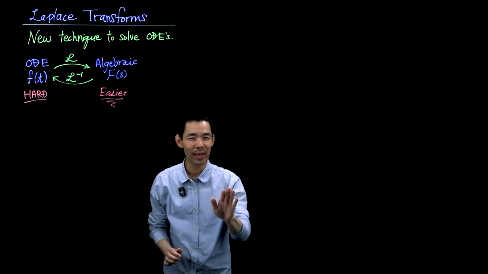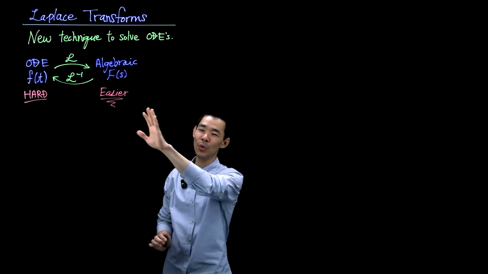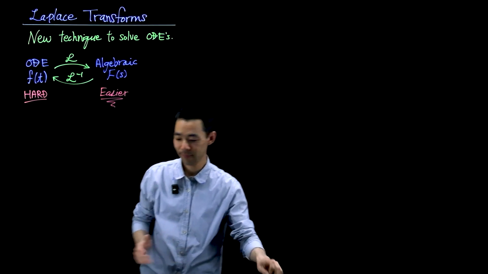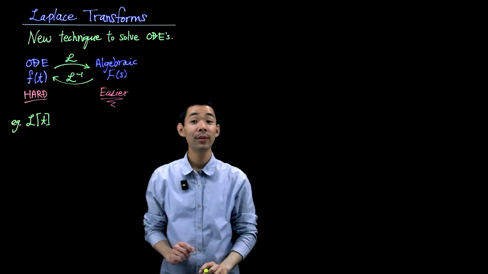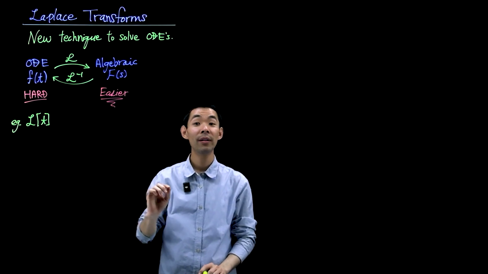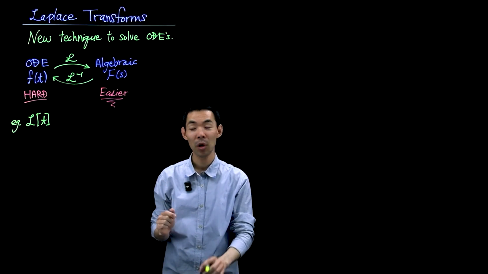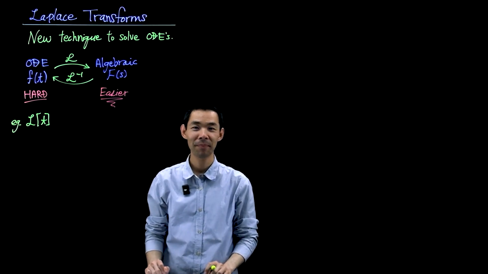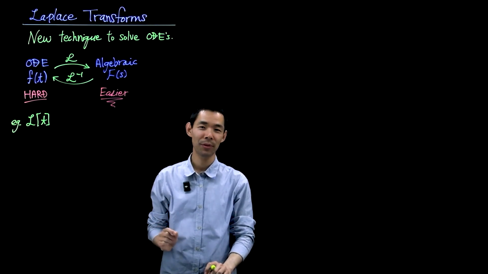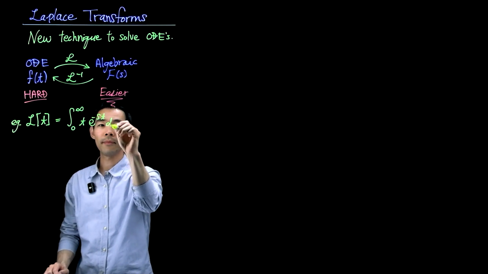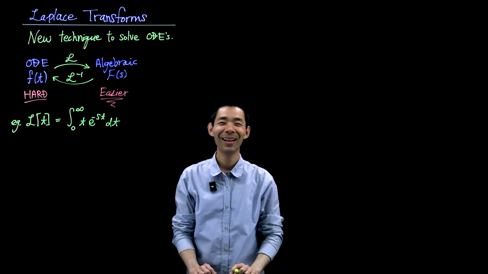So let's do a quick example en route to doing what we want to do today. Quick example. Suppose we want to take the Laplace transform of the function t, just plain old linear growth as a function of time. What would this be equal to? Again, let's use the definition. Just like that.